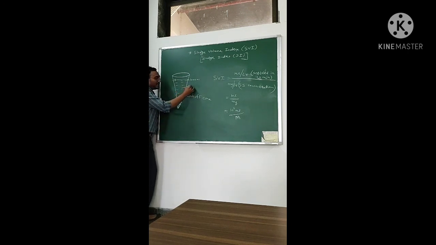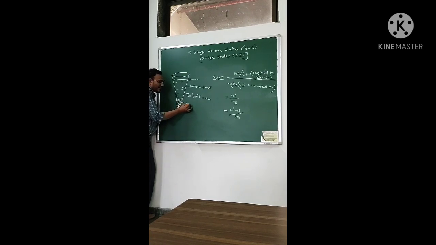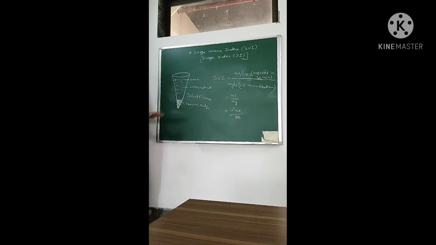This sample is called the supernatant, and this is called the settled sludge. So after 30 minutes we can observe the supernatant and the settled sludge.